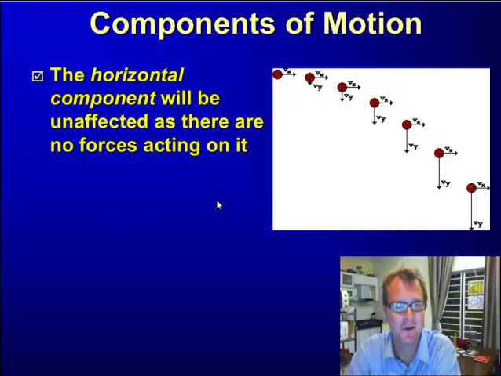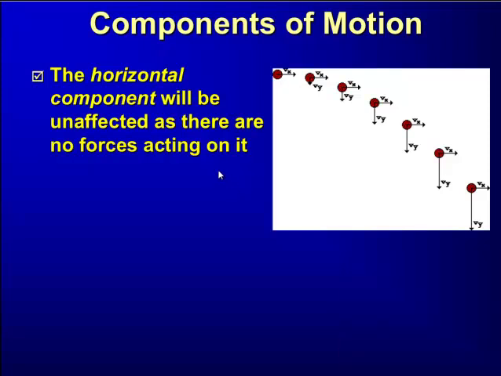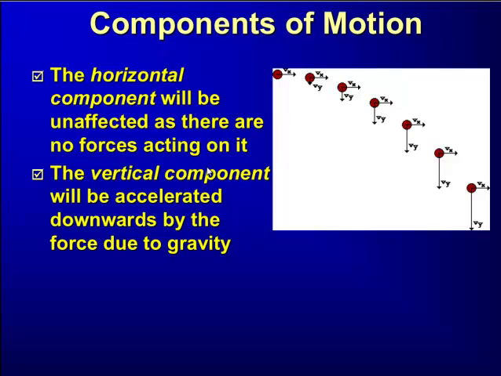Now if we look at the horizontal component, this is going to be unaffected as there's no forces acting on it. So that means the horizontal component is always going to be constant, whilst the vertical component will be impacted by the acceleration downwards due to the force of gravity. And again, this is a constant acceleration, therefore we can make predictions about it using our equations of motion.